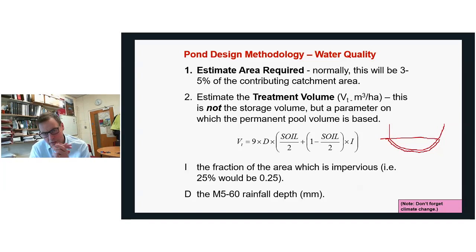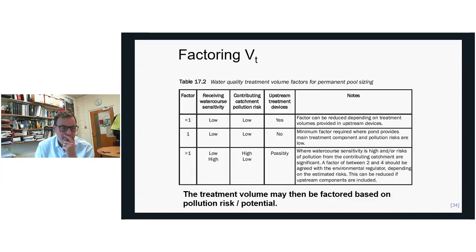So for your basin, you want to be sure that it can accommodate VT without passing any flows downstream. For your pond, it's the same, but you tend to multiply it up based on the pollutant load of the upstream network. This is in the next slide, I think. Yeah.